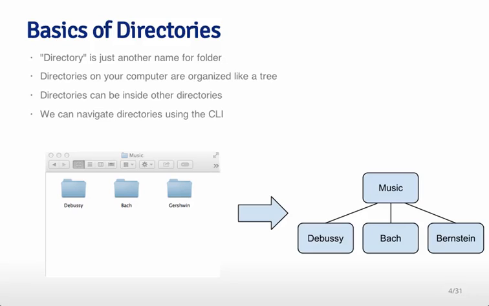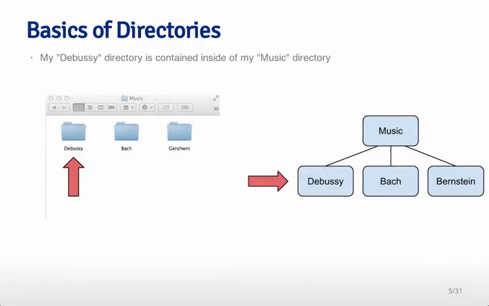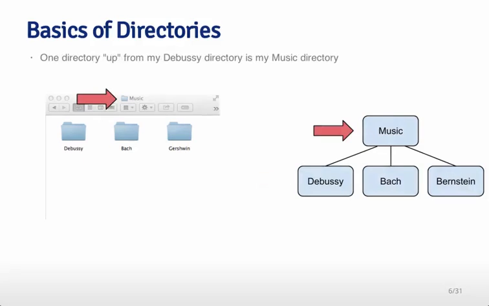So here's an example. We have a music directory, and there are 3 subdirectories, one for each composer here. And so you can imagine that the Debussy directory is inside of the music directory. When we think about the structure of this directory, we think of being either inside of a directory or being up from a directory. So one directory up from the Debussy directory is the music directory. In general, the directory that's up from the directory that you're thinking of is the directory that contains it.